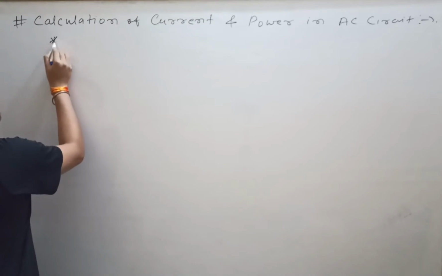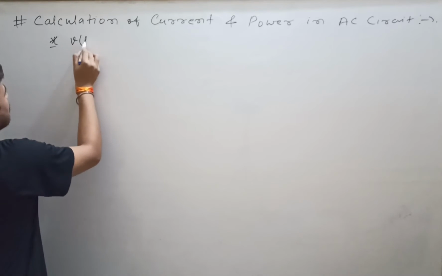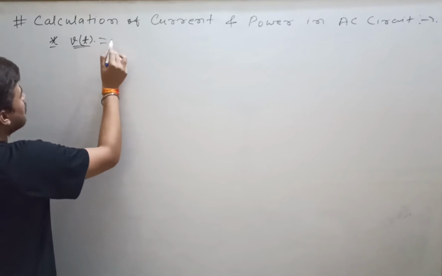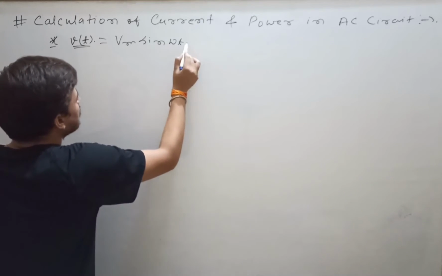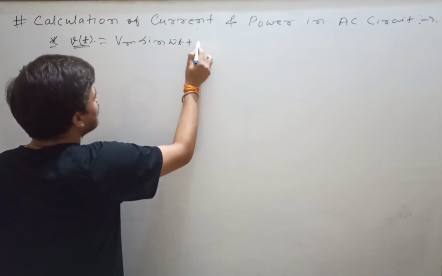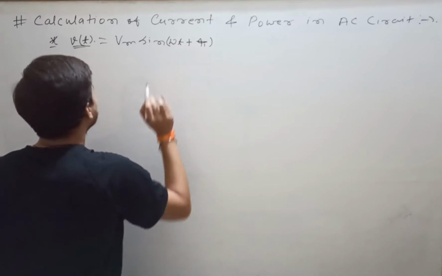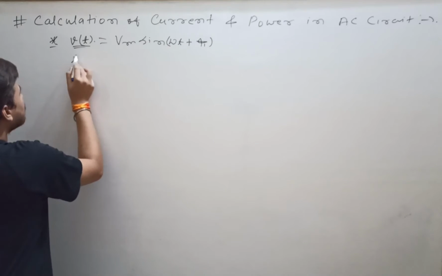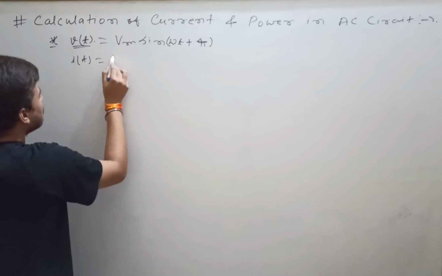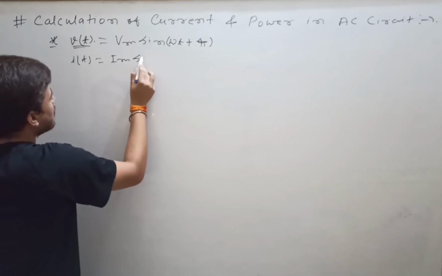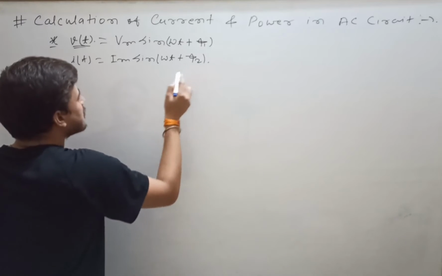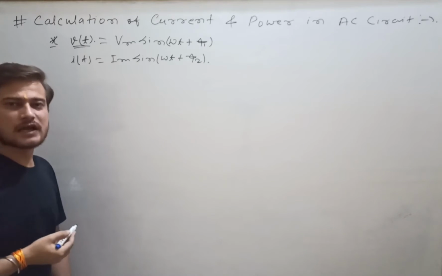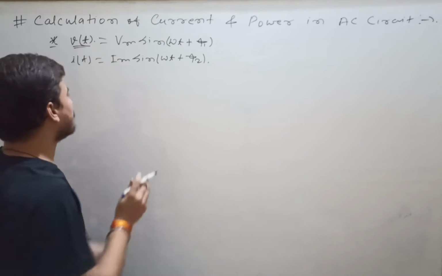If you are having an AC circuit, then we will have a voltage supply. This voltage will be somehow Vm sin omega t, and it will have some angle. Suppose this angle is phi 1. Similarly, we will have the current flowing in the circuit. The current will be Im sin(omega t plus phi 2). This current will have another phase angle. This is phi 2. Clear?